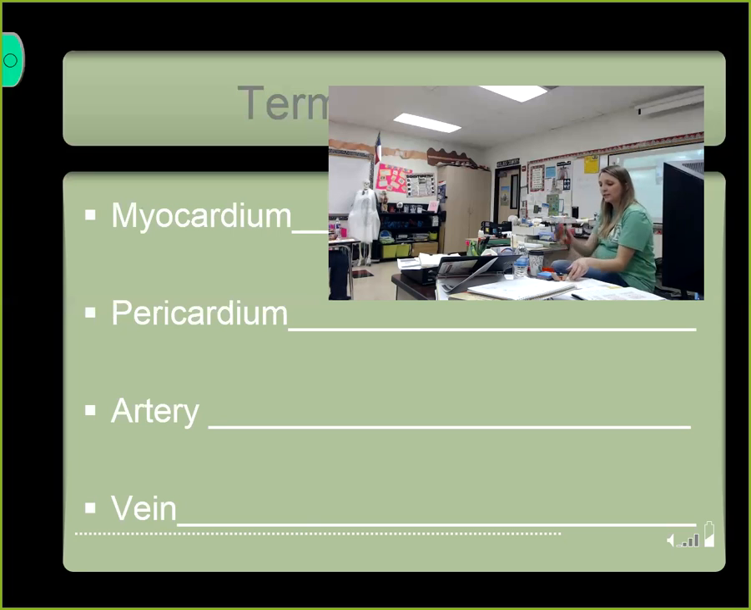Okay, arteries are blood vessels that carry blood away from the heart. A for artery, A for away. Easy way to remember those. So, blood vessels that carry blood away from the heart.